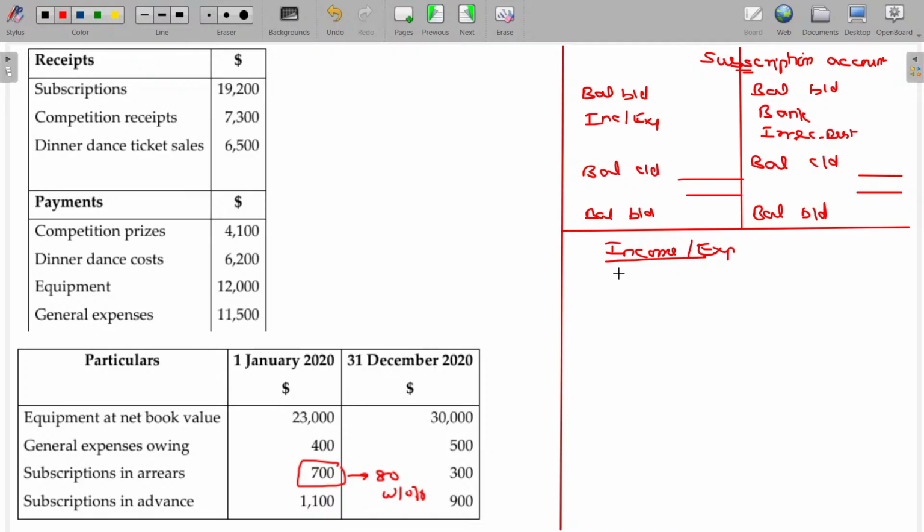Under that, income. From there, you have to subtract the expenses also. Expenses. So then you will get the surplus or deficit. Clear?